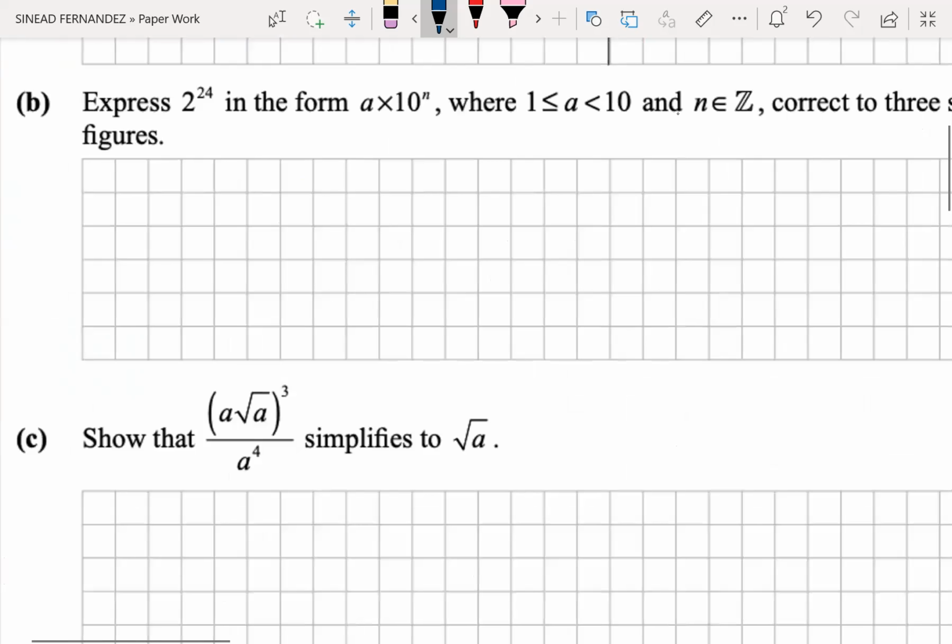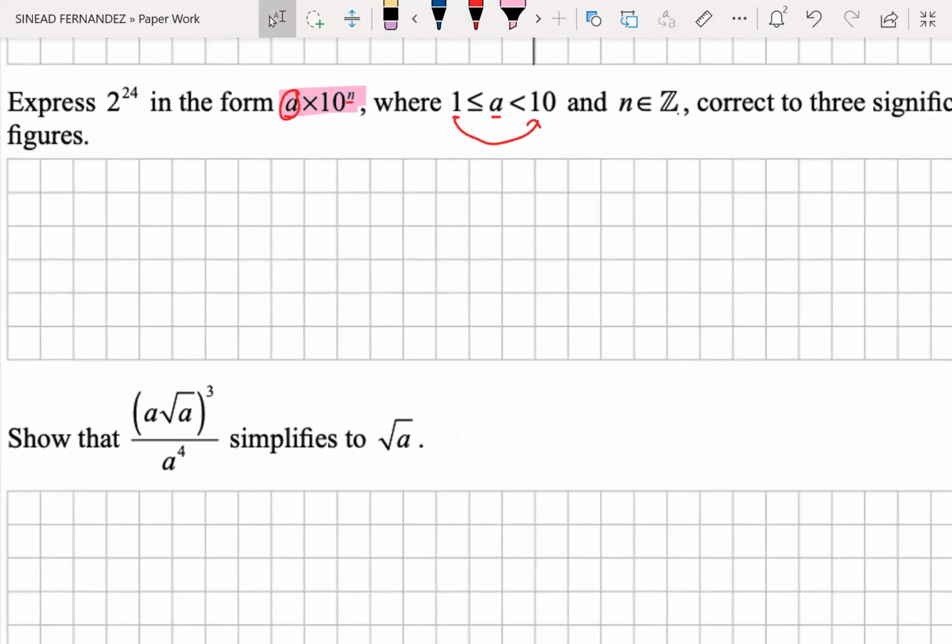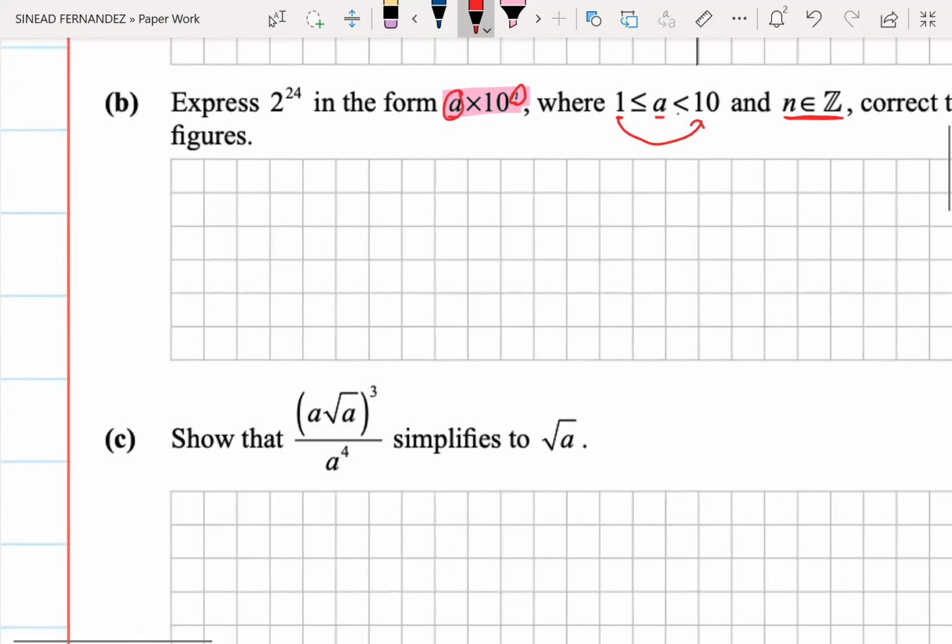Next one, express 2 to the power of 24, that's a huge number you see, in the form of a times 10 to the power of n. So we have to work out what a is and what n is, where a is a number between 1 and 10, including 1 but not including 10. And they tell us that n is an integer. An integer, don't forget, is all the negative numbers, all the positive numbers, and 0. It doesn't include fractions, it's all whole numbers. Okay, correct to 3 significant figures.